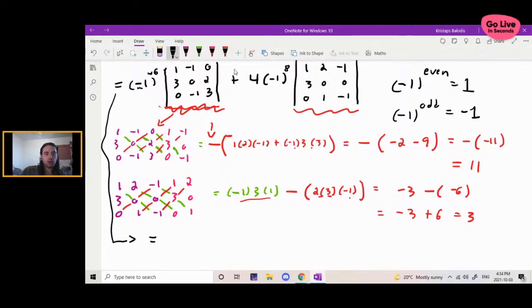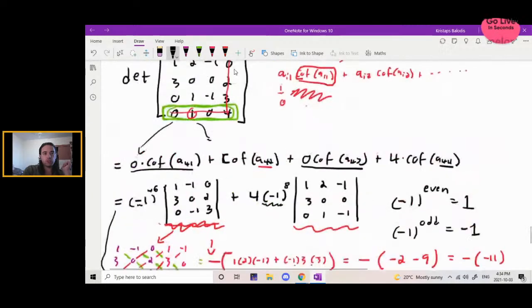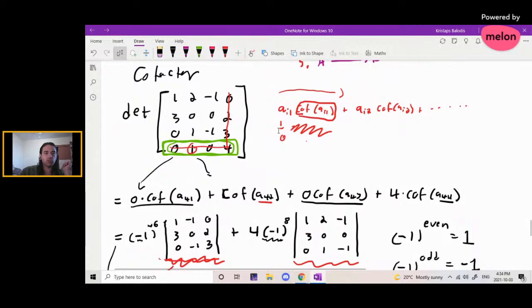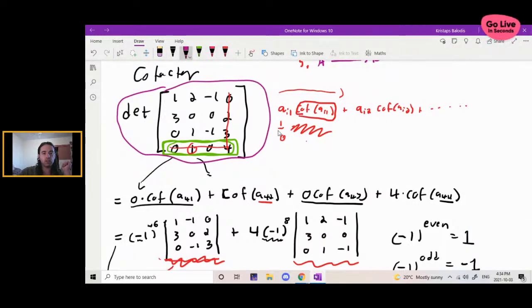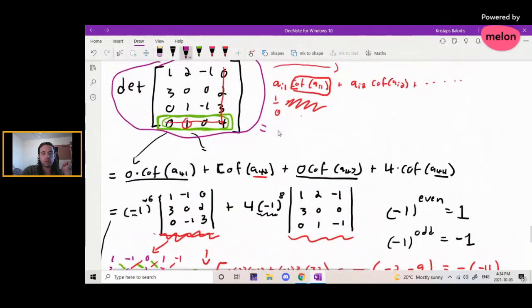So this just becomes the determinant here, which we figured out to be 11, plus 4 times, again, this is going to be positive 1. So this will be 4 times 3, which is equal to 11 plus 12. And that gives us a final answer of 23. So for this question, this matrix that we started with up here, the determinant is equal to 23.